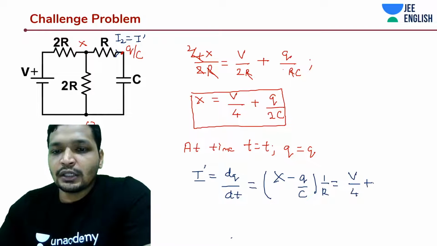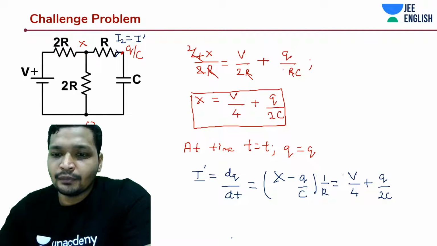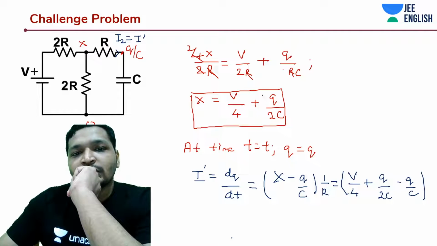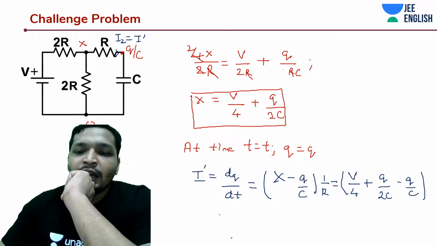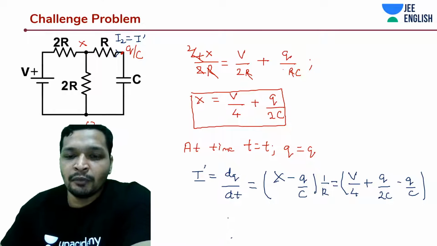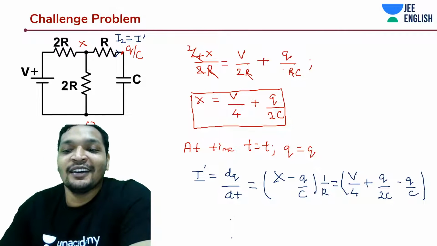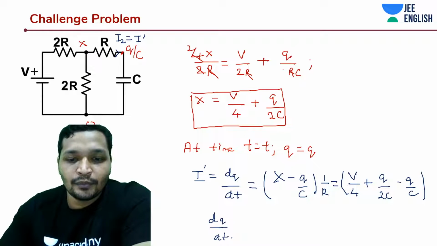V by 4 plus q by 2c, and that's going to be x minus q by c. Is that what we need to get? Yes. X is equal to 2r, 4r, 4c, yes, 2c. And that is going to yield some equation in the form of, anyway, that should have been minus q by 2c, and so this would come out as dq by dt is equal to, there should be a 1 by r, don't miss it out.